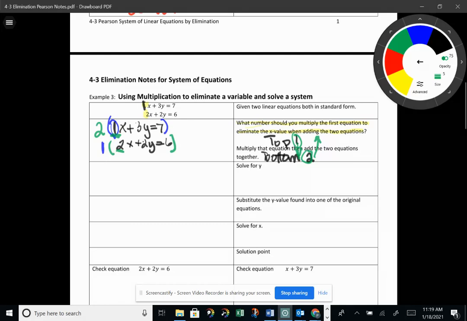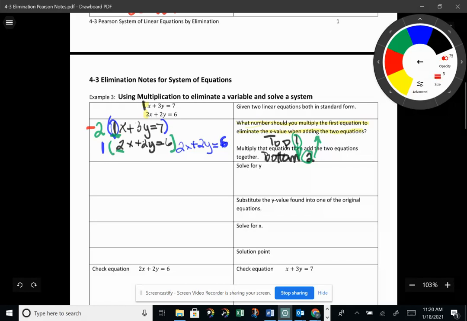Now the problem is 2 times 1 is 2. 1 times 2 is 2. And 2 plus 2 is 4. I want that to become eliminated, so I'm going to make one of these negative. And if I just make that top negative, then I don't have to do anything to that bottom equation. So now that bottom equation is just 2x plus 2y equals 6. I didn't do anything to it. And that's a 6, by the way.